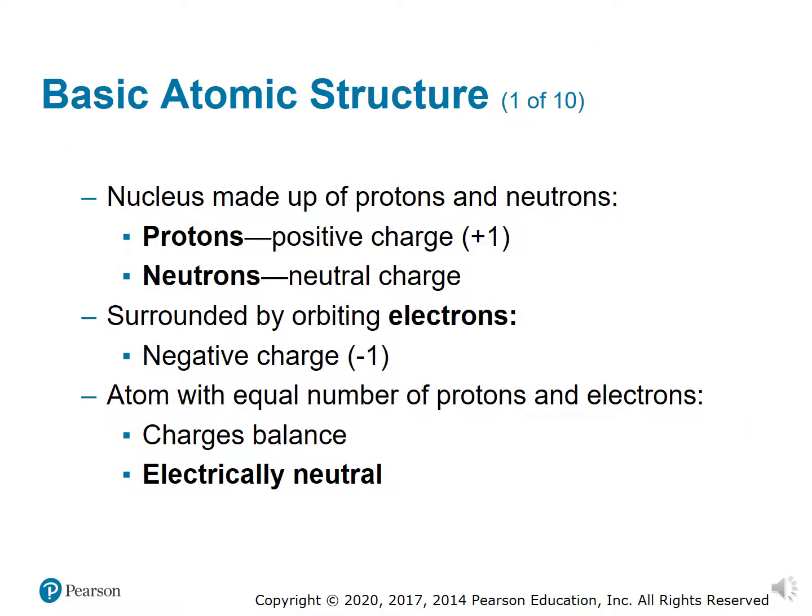So what is the basic structure of an atom? The 3 subatomic particles are protons, neutrons, and electrons. Protons have a positive charge, or +1. Neutrons have a neutral charge, and electrons have a negative charge. Protons and neutrons are found in the nucleus of an atom, and orbiting around the nucleus are the electrons. Atoms with an equal number of protons and electrons are charge balanced and therefore electrically neutral.